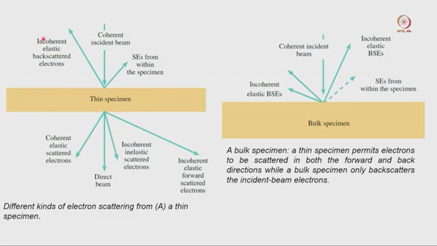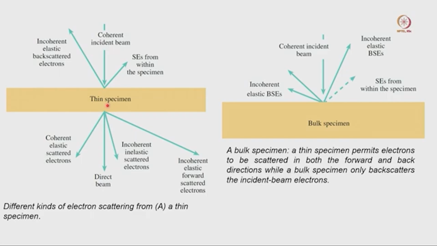Now we are going to discuss the backscattered electrons, secondary electrons and the different types of transmitted electron beam. So, we have a coherent incident beam. The coherent incident beam will pass through the thin sample, and this is the direct beam. There is no scattering, nothing. Now, when there is scattering, as I mentioned, there are three possibilities.